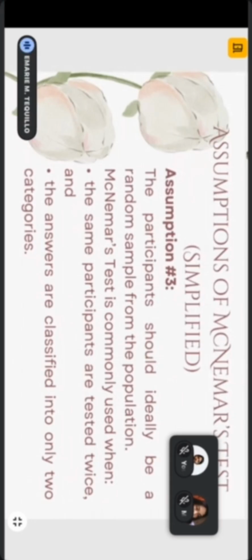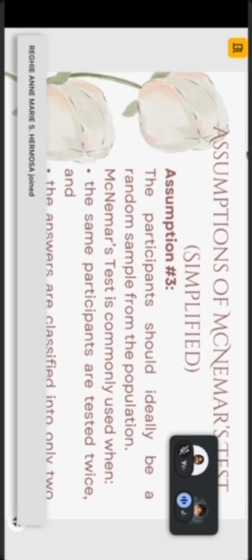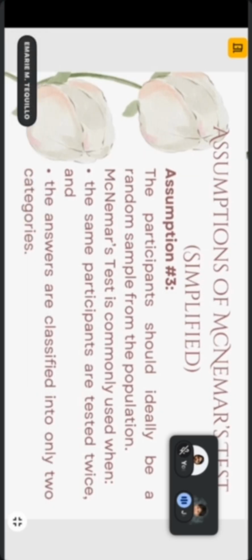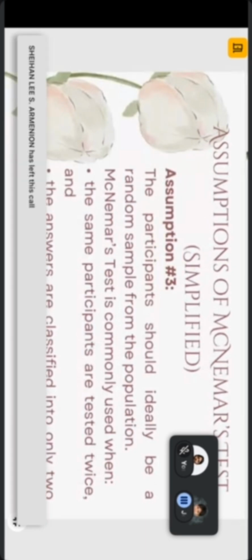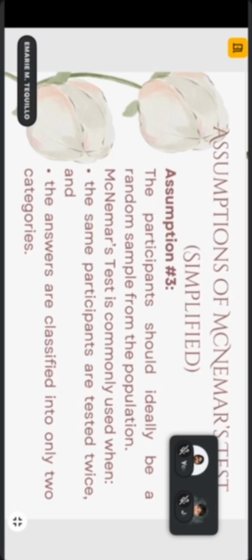Who wants to read this slide? Me. Okay, go Kevin. Assumption number 3. The participants should ideally be a random sample from the population. McNemar's test is commonly used when the same participants are tested twice and the answers are classified into only two categories. So, in assumption number 3, it is highlighted here the words random sample. So, this means that the third assumption is random sampling. This means participants should be selected fairly so the study becomes reliable.